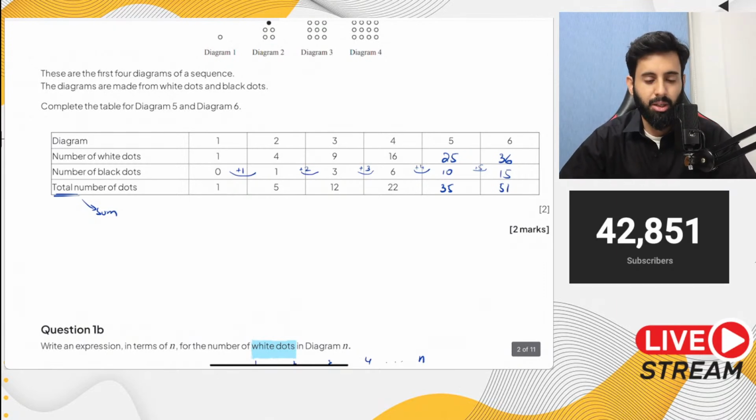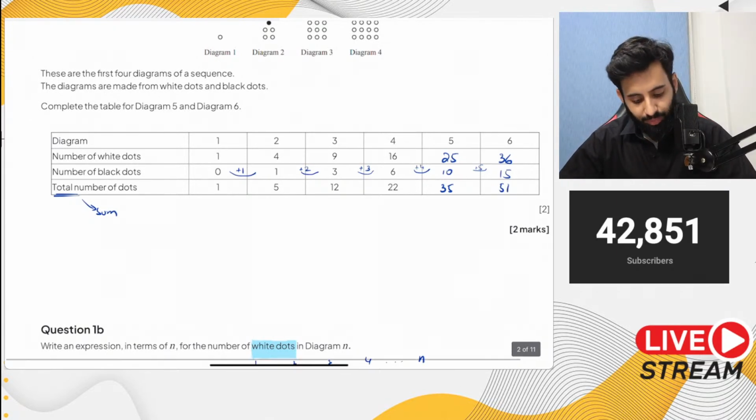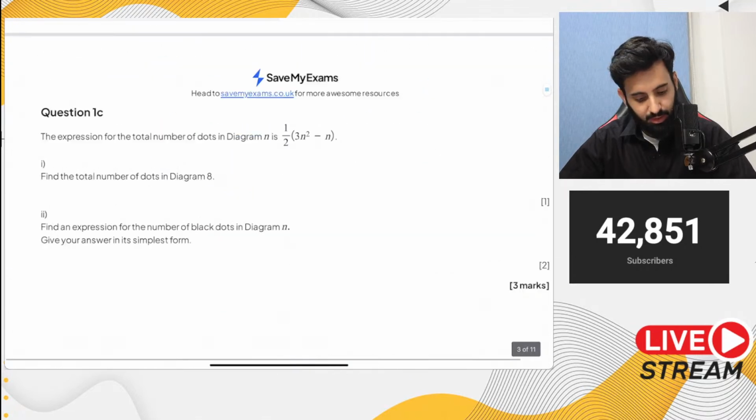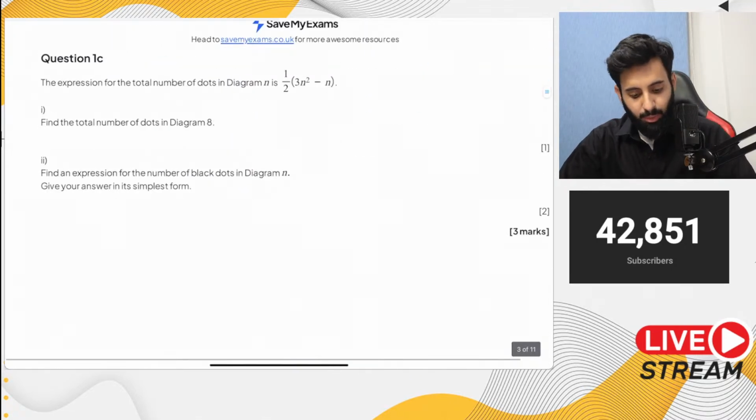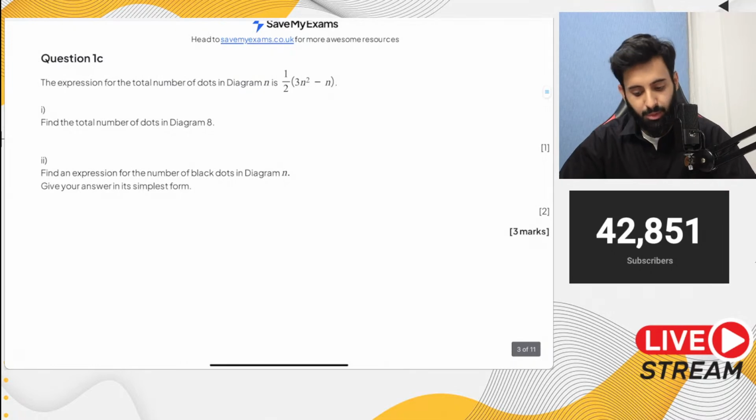Then we have this, where it says the expression for the total number of dots in the diagram is 1 upon 2 (3n squared minus n). Okay, and what is the question asking for?